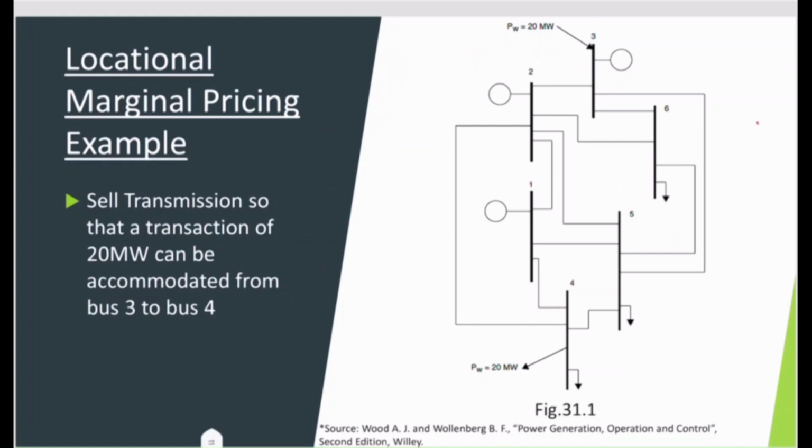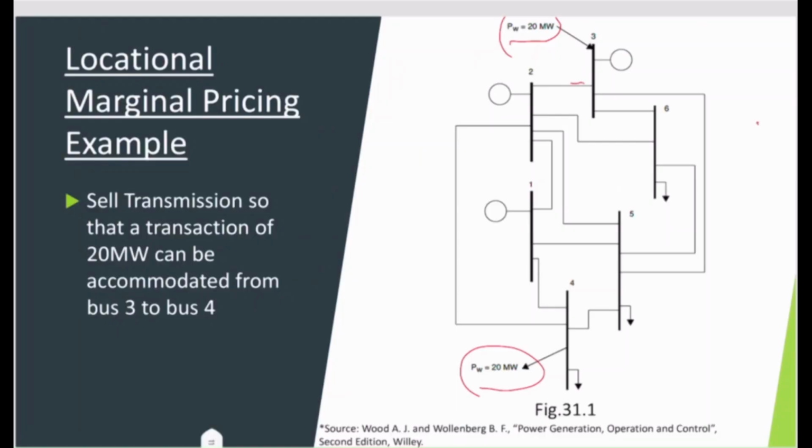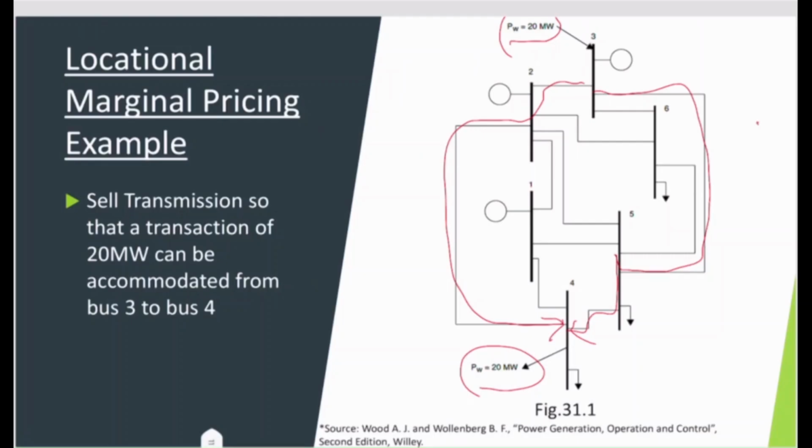Now, if I am interested in injecting 20 megawatt at bus number 3 and wish to draw the same amount of power at bus number 4, that means I have started utilizing the facility, because this energy has to flow a different way. It can come this way or it can come this way. So any corridor that it will be using to transfer that power means you are using that facility. So we need to know how much cost one has to pay to carry out this transaction. That is a very, very important question.